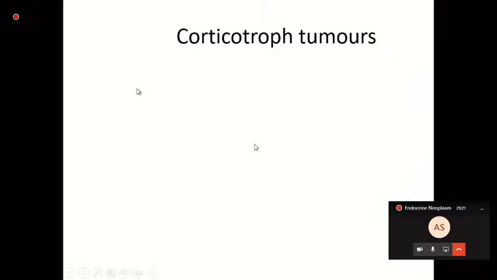Corticotroph tumors secrete what? Which hormone is secreted?